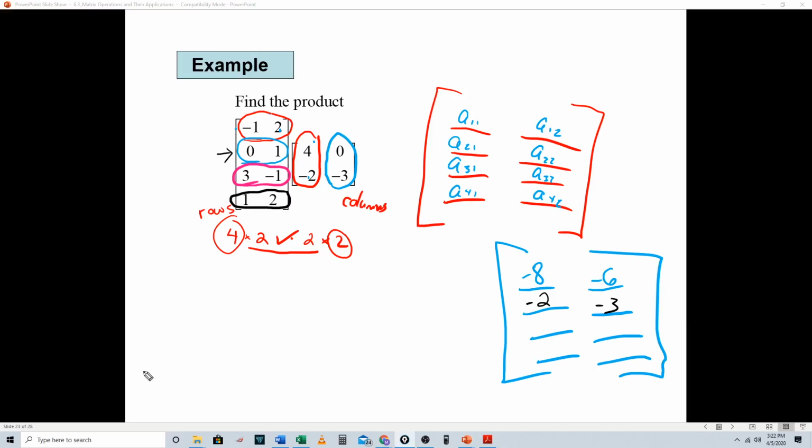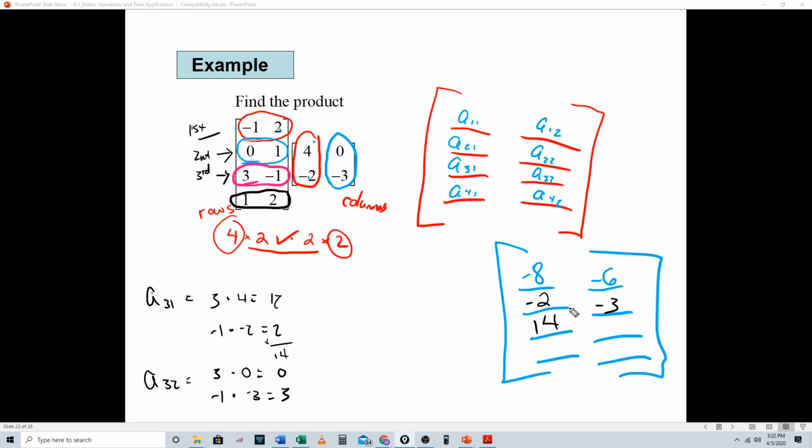Okay. So, a 3,1. So that's third row. Okay. So third row, 3 and negative 1 times first column, 4 and negative 2. 12 and 2, add together, 14. Okay. Then we have a 3,2, which is third row, 3 and negative 1 times 0 and negative 3. That gives you 0 and 3. You add together, you get 3.